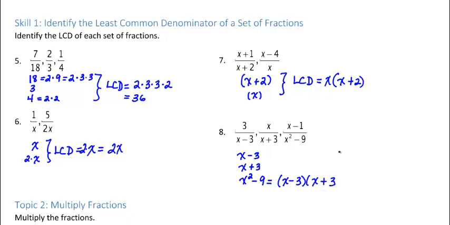So when we build the least common denominator with factors from each of those denominators, we need the x minus 3 as a factor. We need the x plus 3 as a factor. And then the third denominator consists of those two factors, which we already have included. So the LCD is the product x minus 3 times x plus 3.